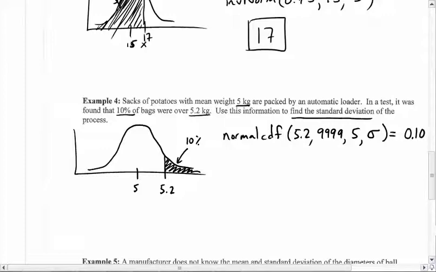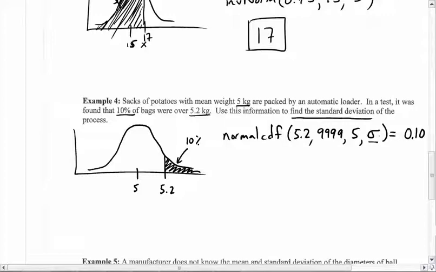Okay, so one thing that you could do is you could just keep guessing standard deviations until your answer is 10%. It's one way to get to the solution, but it's very cumbersome. There's got to be a better way. The trouble is, we can't use inverse normal because inverse normal needs sigma. We can't use the normal CDF because that also needs the standard deviation.